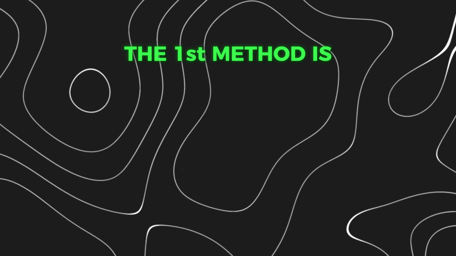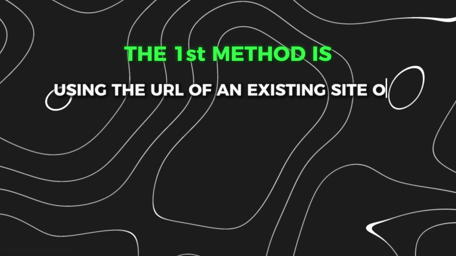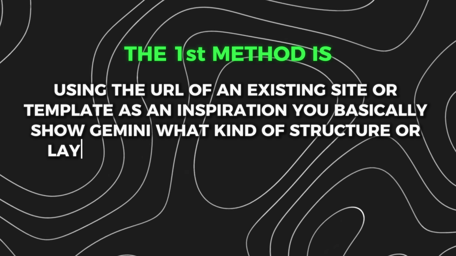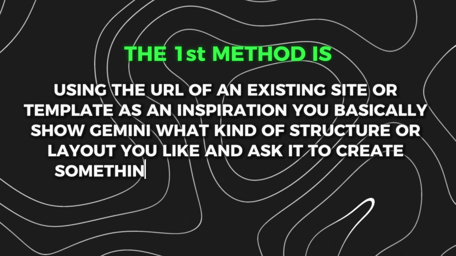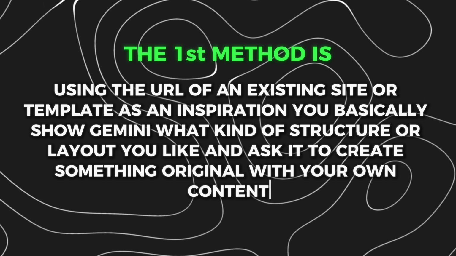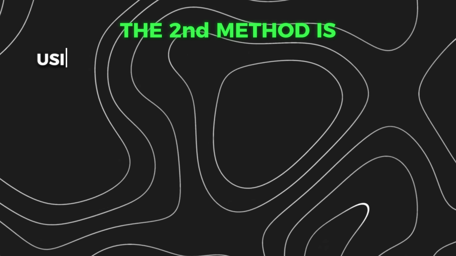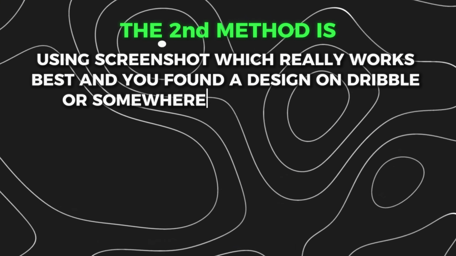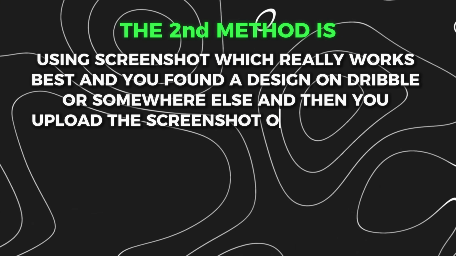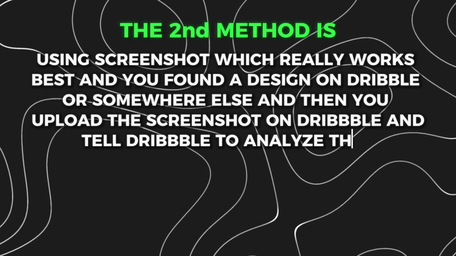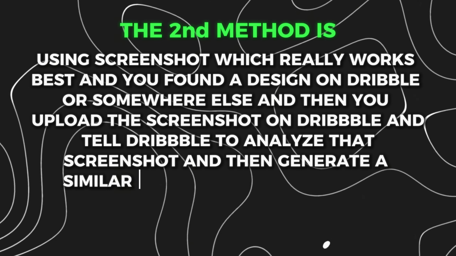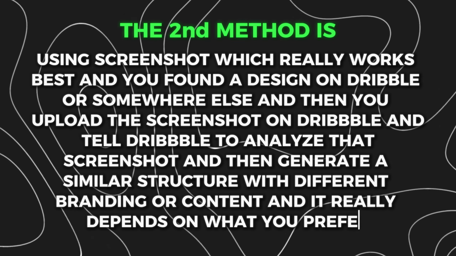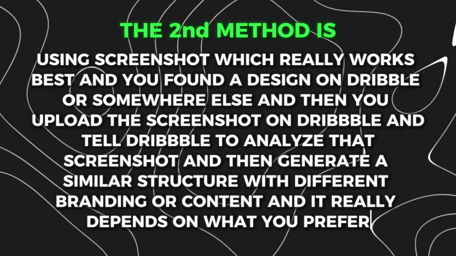The first method is using the URL of an existing site or template as inspiration. You basically show Gemini what kind of structure or layout you like and ask it to create something original with your own content. The second method is using a screenshot, which really works best when you have found a design on Dribbble or somewhere else. You upload the screenshot to Gemini and tell it to analyze that screenshot and then generate a similar structure with different branding or content. And it really depends on what you prefer.